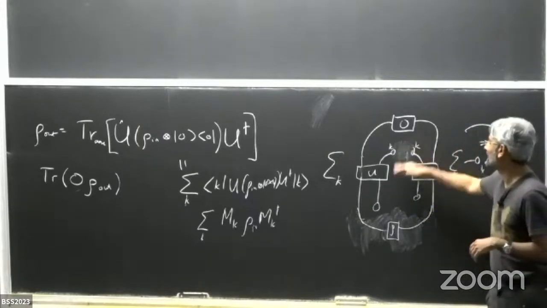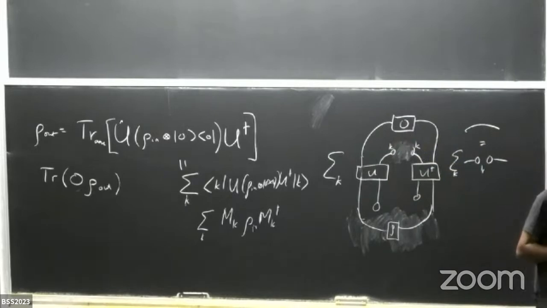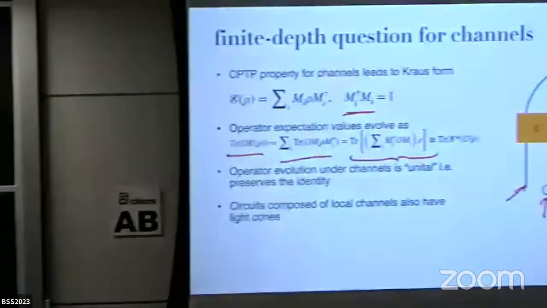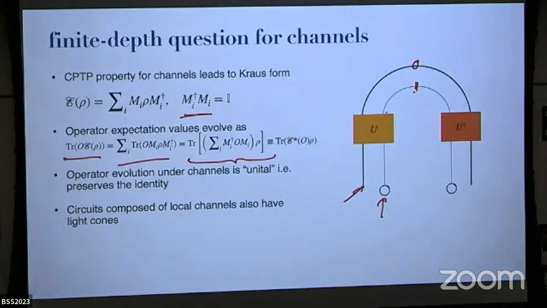These states aren't normalized, obviously. The key point I want to make is that the Heisenberg action of a channel is unital, which is to say that it takes the identity to the identity. This is precisely the fact I need in order to generate light cones.